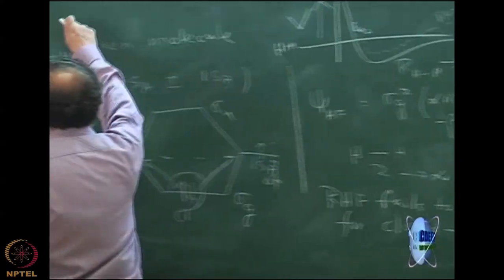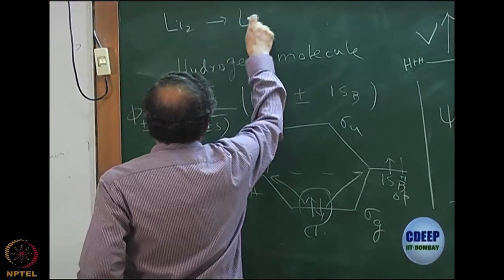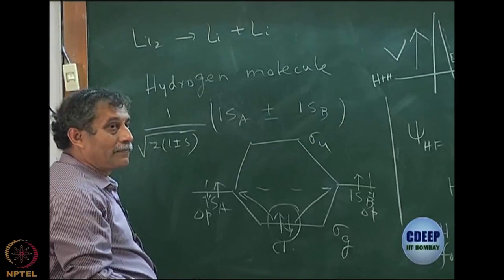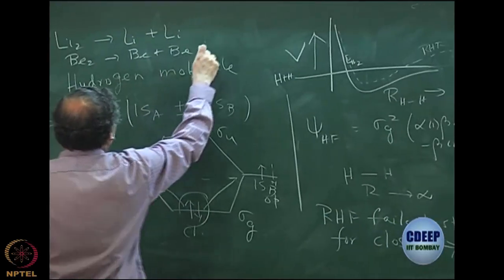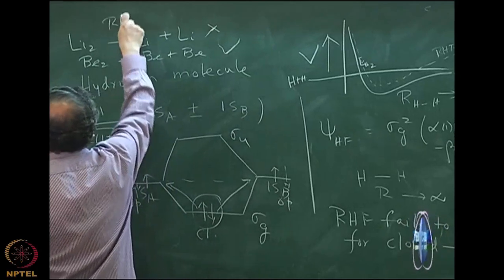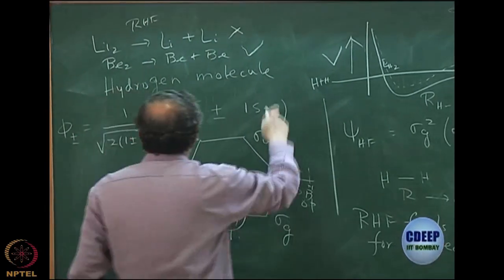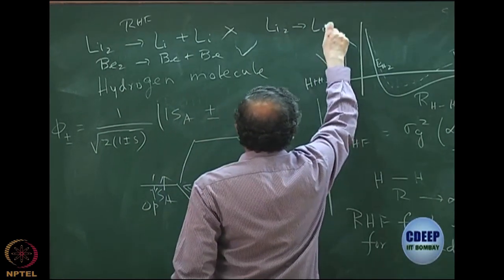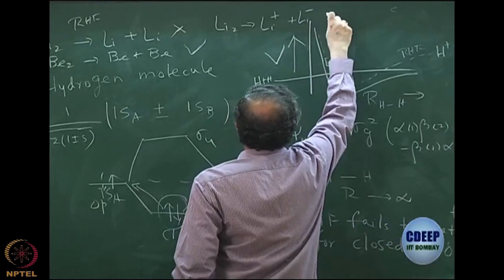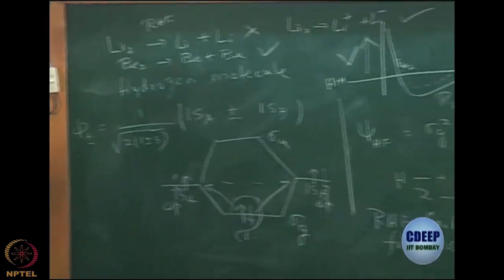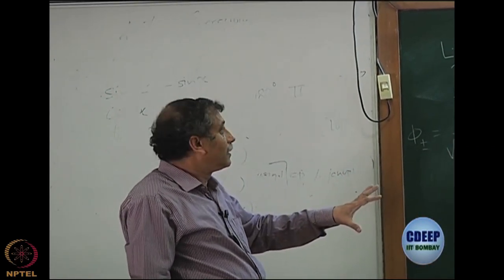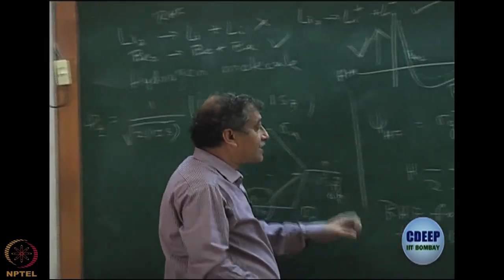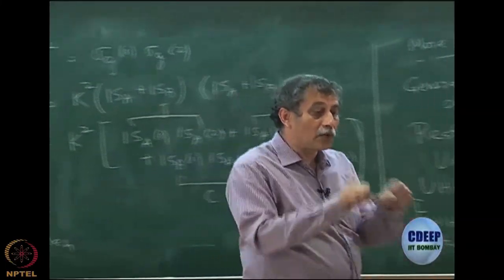So it is understood today that not only hydrogen, but if I do Li2 to Li plus Li, again there is a failure. However, if I do the beryllium dimer, Be plus Be, RHF is good. So this is not good, but this is good. Same way, if I want to break Li2 to Li plus plus Li minus, RHF is good. Why? Because Li plus and Li minus both are closed shell. They are not open shell. So there is a lot of understanding today of when it fails, when it does not fail. Whenever a closed shell system breaks up into closed plus closed, RHF is good. So it depends on what reaction you are studying.